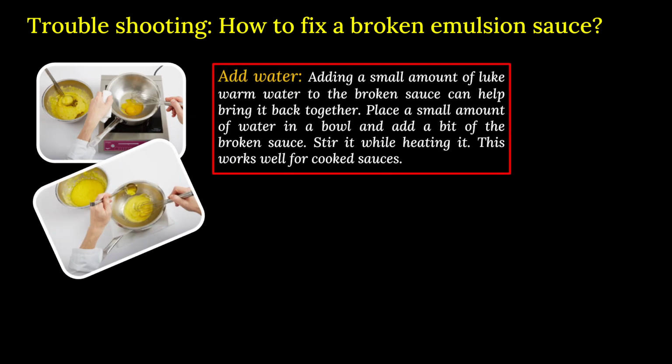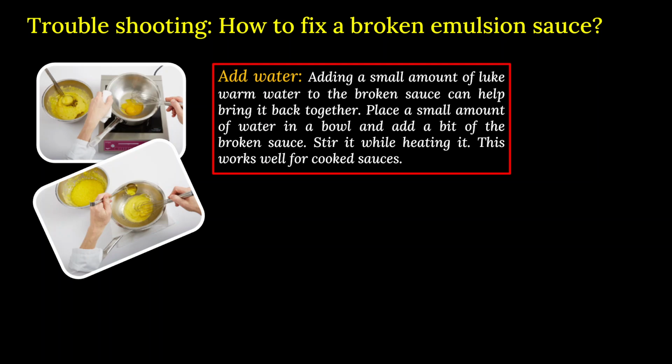If somehow the sauce is broken, then what is to be done? That's the problem. We're going to solve it here. First stage, adding a small amount of lukewarm water to the broken sauce can help bring it back together. So place a small amount of water in a bowl and add a bit of the broken sauce. Stir it while heating it. This works well for cooked sauce.